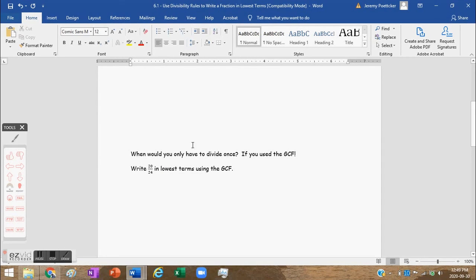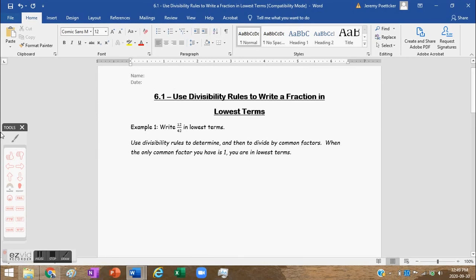When you only have to divide once, and you only have to divide once if you use the greatest common factor, right? Let's just pretend, okay? This is one you don't have to write down. Let's just pretend all I noticed about these is that, hey, you know what? These are both even. Okay, lovely. I can divide them by 2 if they're even.